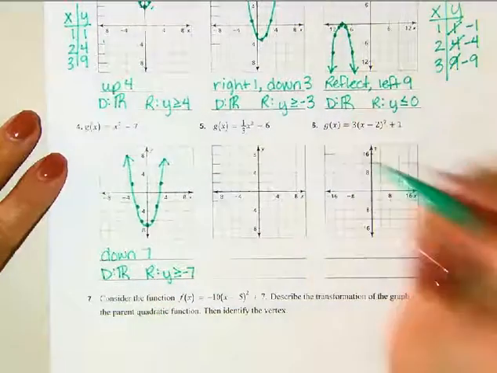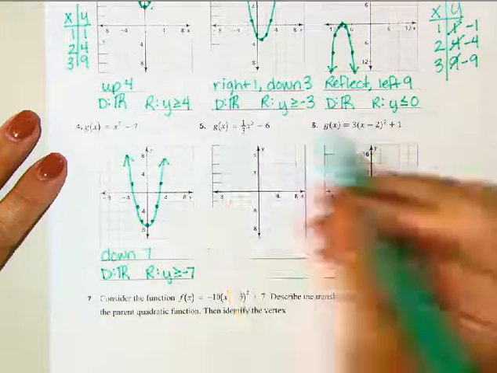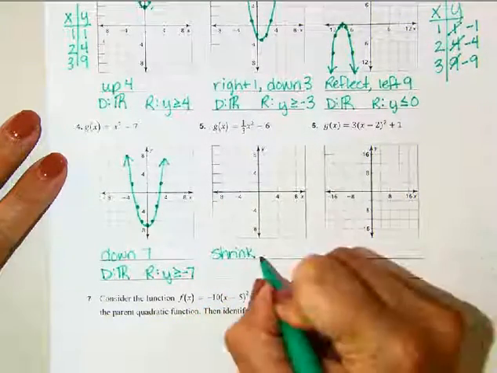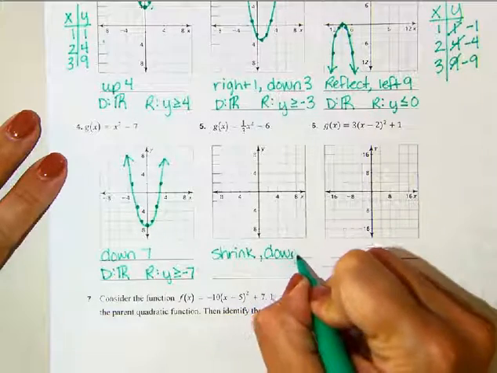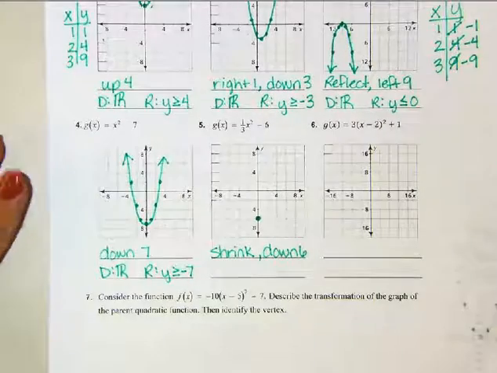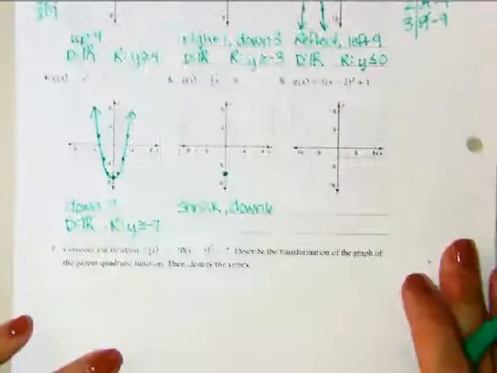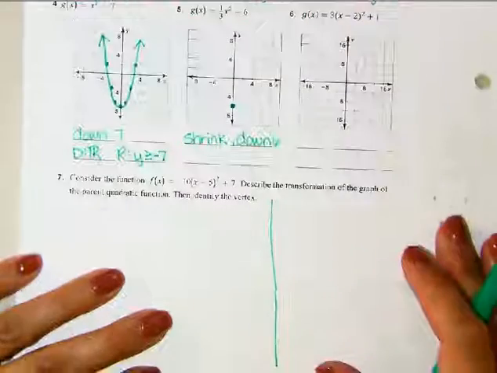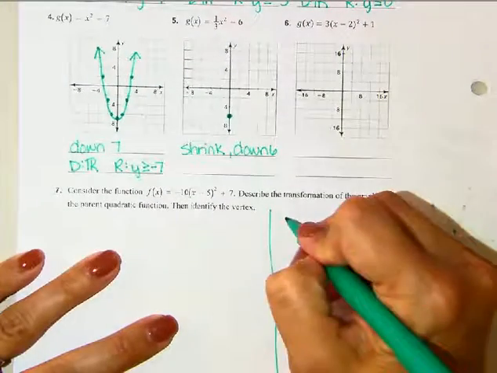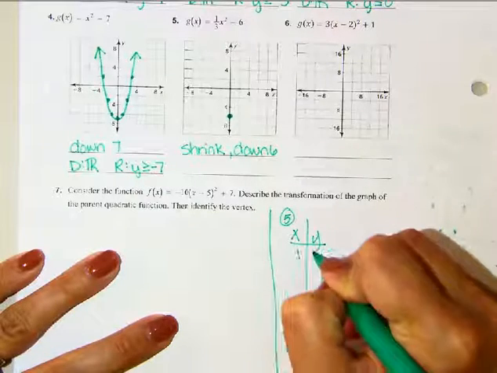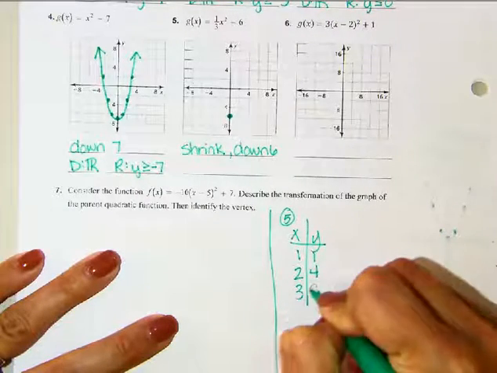All right, so this one now has a 1/3 in front. So this is a vertical shrink, and it's going down 6. So I go ahead and plot the down 6 as my starting or my vertex. And just for space, I'm going to use part of this space down here. This is for number 5. I'm going to write those points. 1, 1, 2, 4, 3, 9.